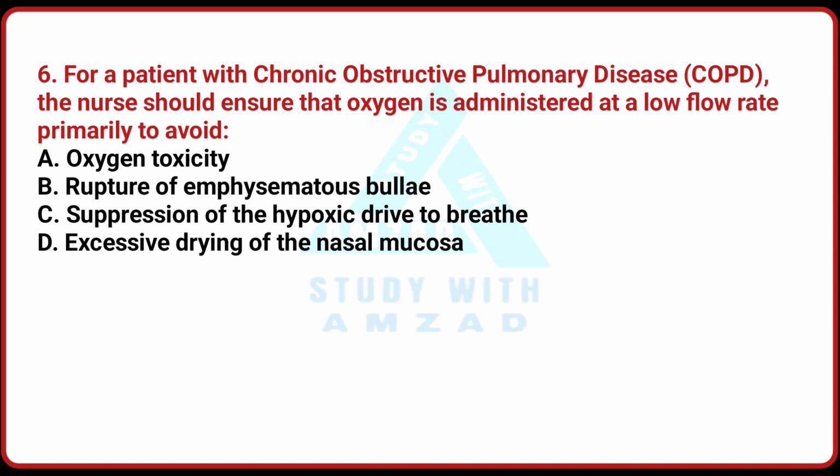Question number 6. For a patient with chronic obstructive pulmonary disease (COPD), the nurse should ensure that oxygen is administered at a low flow rate, primarily to avoid: option A, oxygen toxicity; option B, rupture of emphysematous bullae; option C, suppression of the hypoxic drive to breathe; option D, excessive drying of the nasal mucosa.